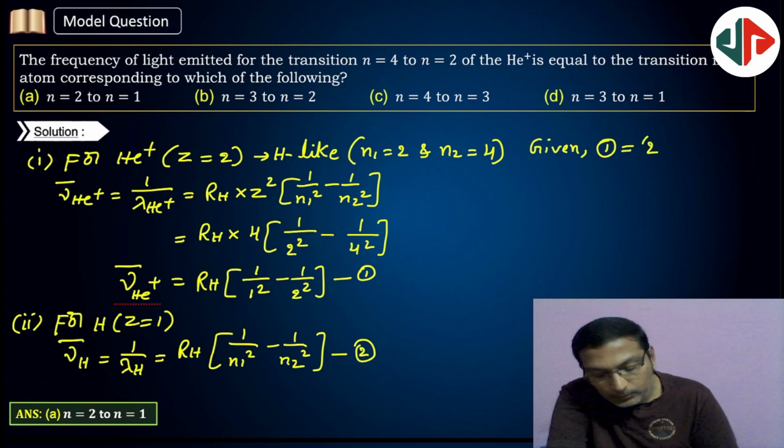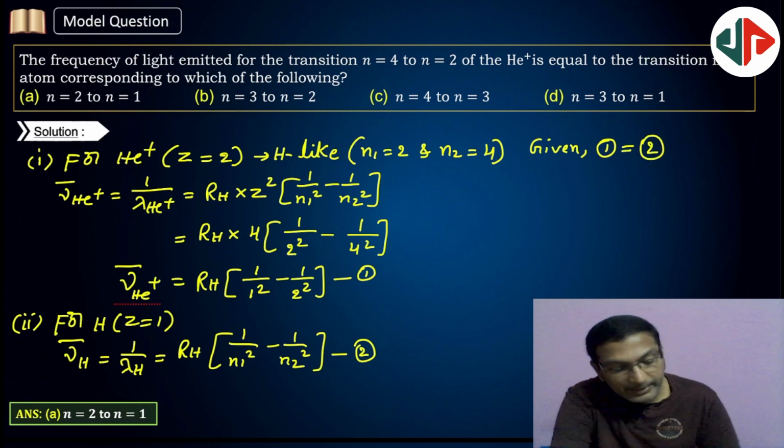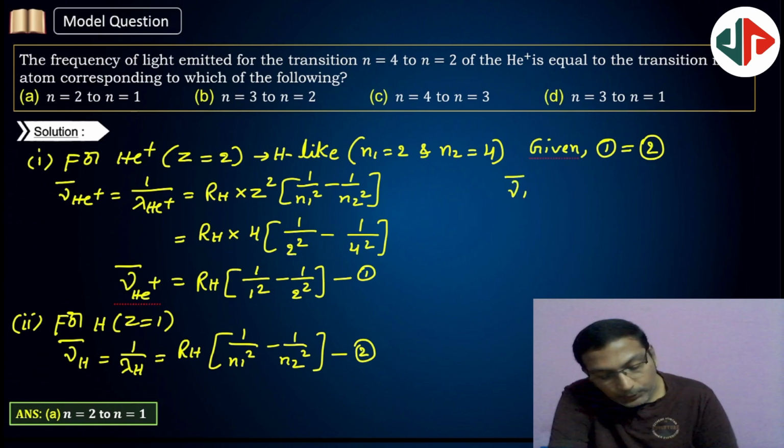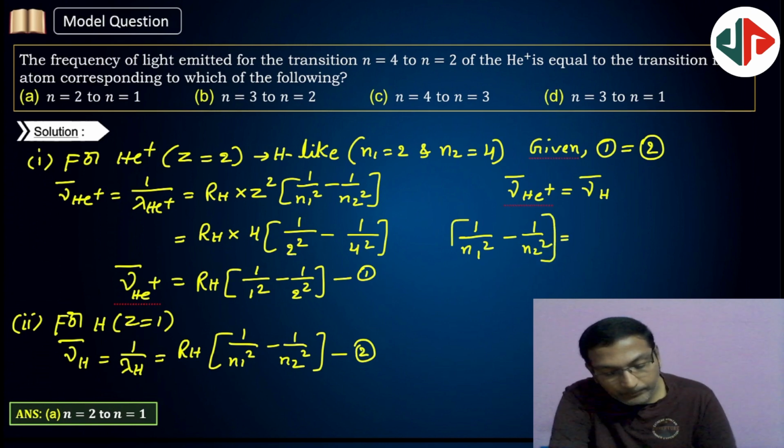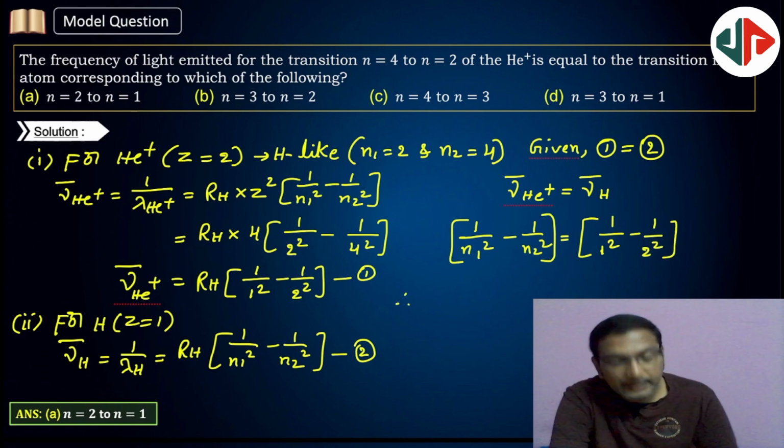Given 1 equal to 2. Equating the two expressions, we will get nu bar He plus equal to nu bar hydrogen. That means 1 by n1 square minus 1 by n2 square is equal to 1 by 1 square minus 1 by 2 square. So therefore we'll get n1 equal to 1 and n2 equal to 2.